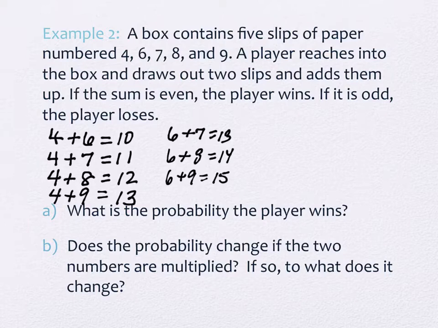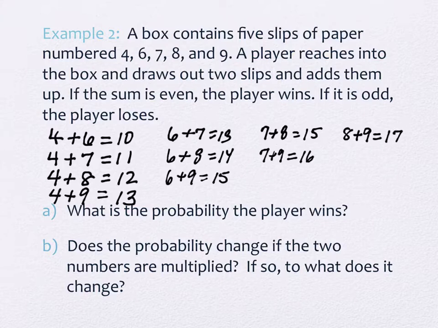So what else do I need to write down then? 7 plus 8 and 7 plus 9. So 7 plus 8 is 15. 7 plus 9 is 16. And I believe there's one more. Yeah, 8 and 9, which would give me 17. So I didn't write out a tree diagram, but I did write out every possible thing that could happen, right? So it's the equivalent of having a tree diagram written out.